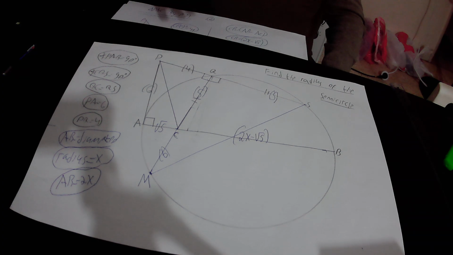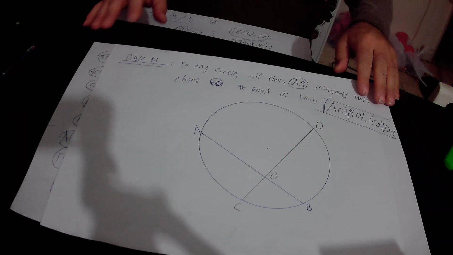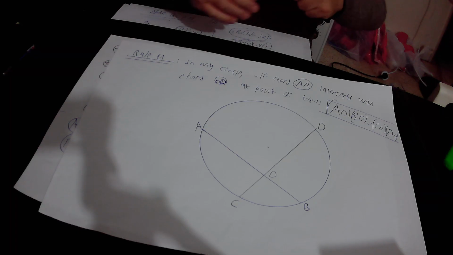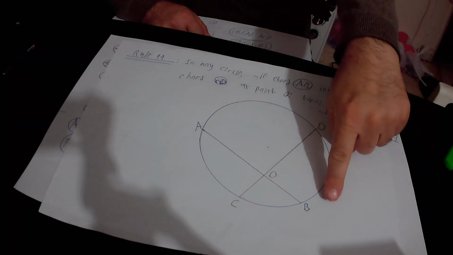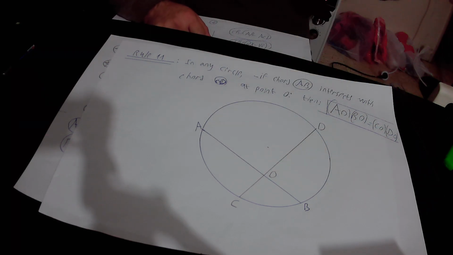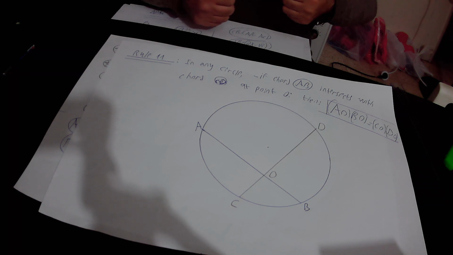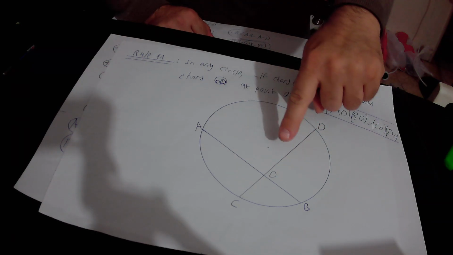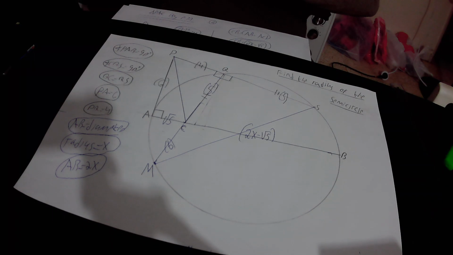Rule number 11 is about two chords that intersect with each other inside the circle. According to rule number 11, which is true in any circle, in the drawing we have chord AB that intersects with chord CD at point O. So whenever you have two chords inside the circle that intersect with each other, the following equation will be true: AO times OB equals CO times OD. We can actually implement rule number 11 in our drawing.